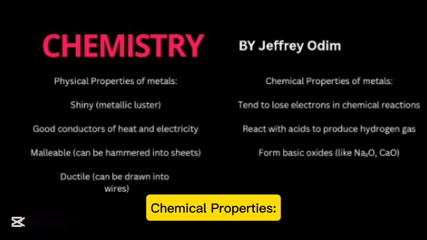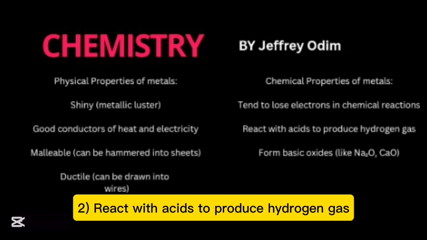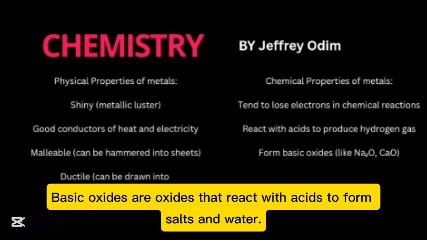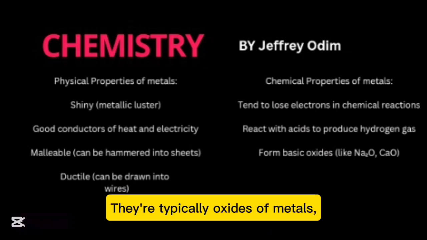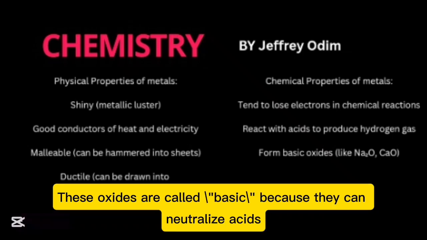Chemical properties. 1. Tend to lose electrons in chemical reactions. 2. React with acids to produce hydrogen gas. 3. Form basic oxides, like Na2O, CaO. Basic oxides are oxides that react with acids to form salts and water. They are typically oxides of metals, like sodium oxide, Na2O, or calcium oxide, CaO. These oxides are called basic because they can neutralize acids.